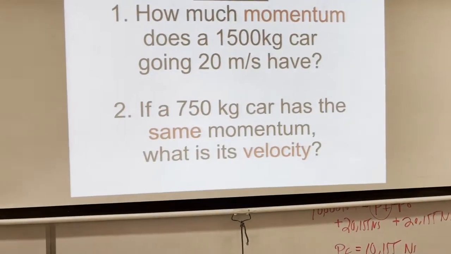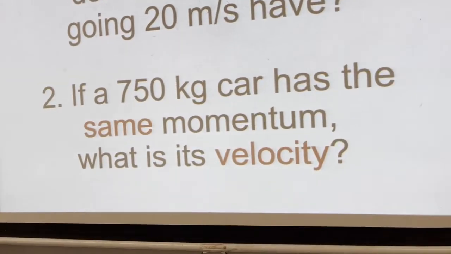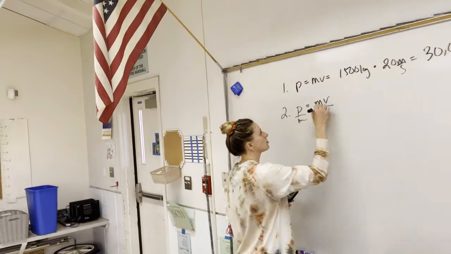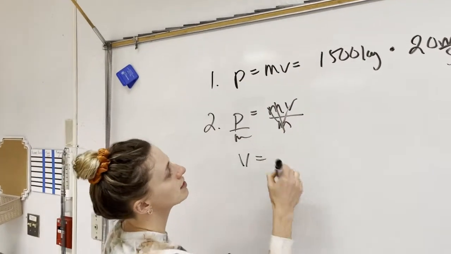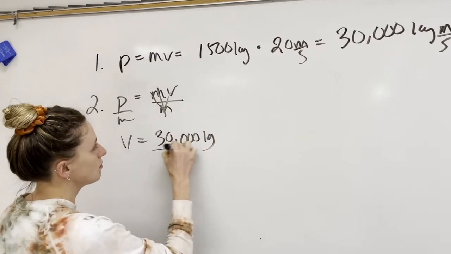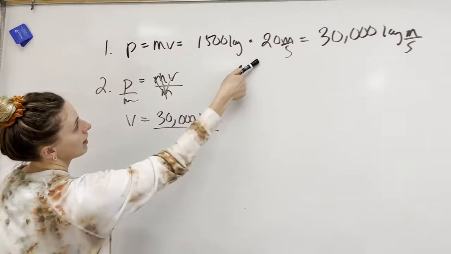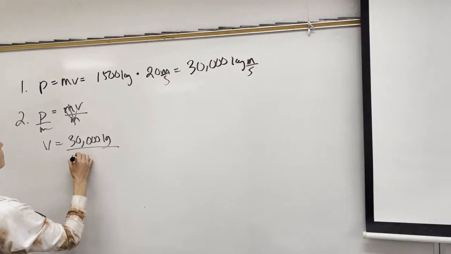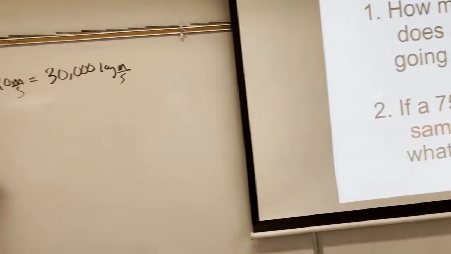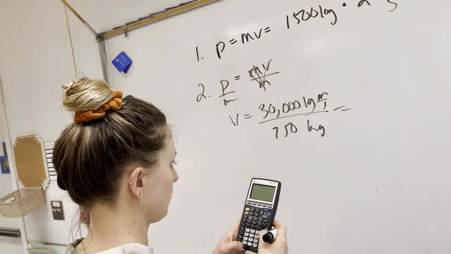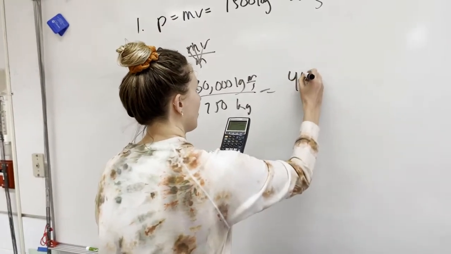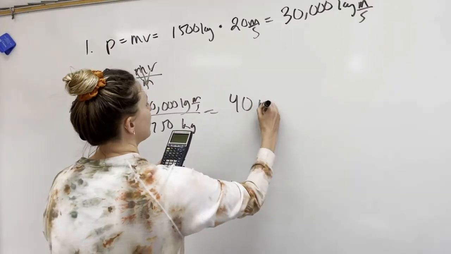If a 750 kilogram car has the same momentum, what is its velocity? So velocity is going to be the momentum, which is that. Now see if you can make a prediction here. How do you think it'll be going, faster or slower? What was the mass? 750. It's a lighter car. So if it's less mass, it's going to be a bigger V. Divided by 750. There it is. Just 40 meters per second.